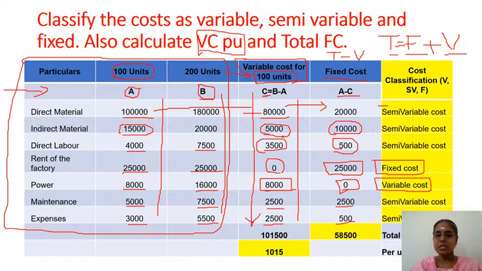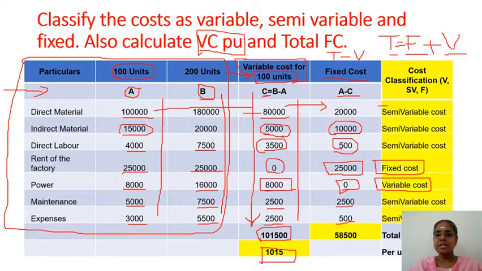The total is 1,0500 divided by 100 units. You get 1015 as the variable cost for 100 units. So the answer for the second question, variable cost per unit, is 1,1500 divided by 100, which is equal to 1015.